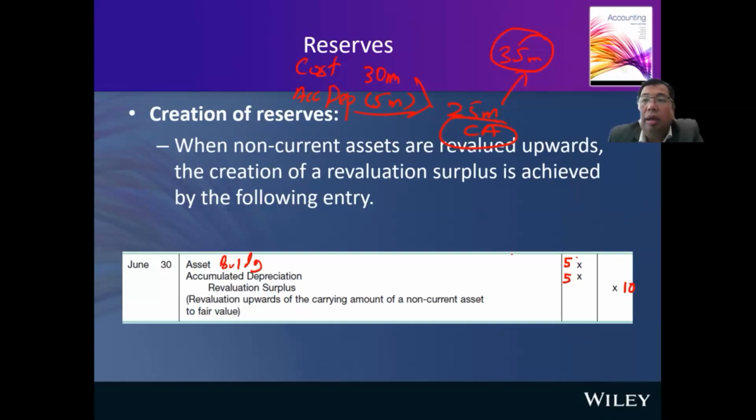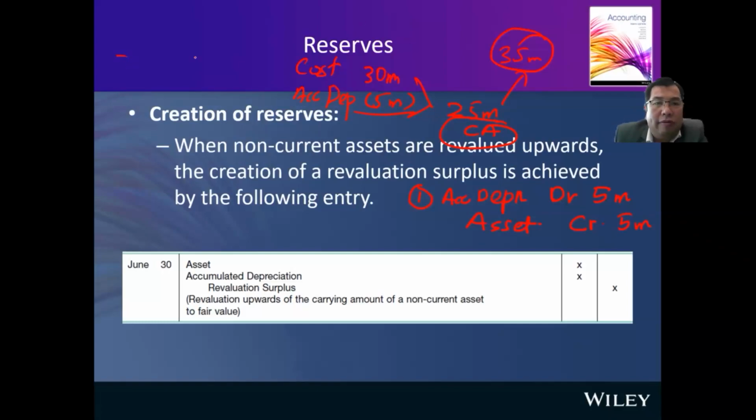Or in simple words, there are many ways of doing this. This is the shortcut. Let me show you the long way of doing this. Step number 1, you have depreciation here. So I'm going to debit accumulated depreciation by 5 million. And I'm going to reduce the value of the asset, credit by 5 million.